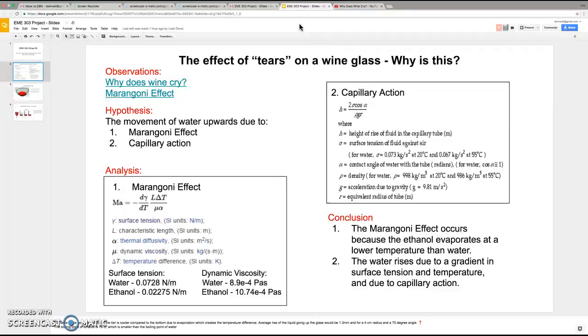What can we conclude from this investigation? Well, one, the Marangoni effect occurs because the ethanol evaporates at a lower temperature than water. The second point is that water rises due to a gradient in the surface tension and temperature and due to capillary action.